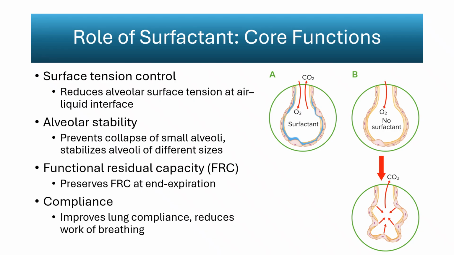Clinically, these functions explain the hallmarks of respiratory distress syndrome in preterm infants. Without adequate surfactant, alveoli collapse, compliance is poor, and functional residual capacity is lost. The infant must generate very high pressures to reopen collapsed units, leading to rapid fatigue, worsening hypoxemia, and the classic picture of grunting and retractions.